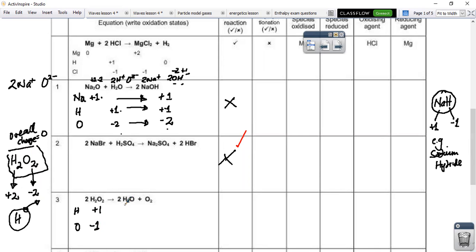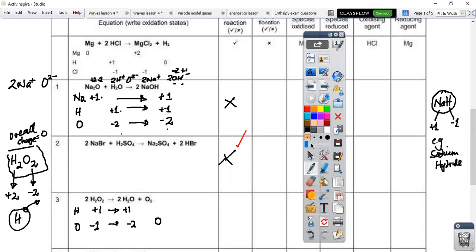Now we come over here. So what's the oxidation state of hydrogen in here? +1. Very good. And what's the oxidation state of oxygen? -2, well done. What about the oxidation state of this oxygen here? 0. So what's happened to the oxygen? It's gone from -1 to both -2 and 0. So what do we call that? A disproportionation. Correct. So you've got to put a tick in this box.